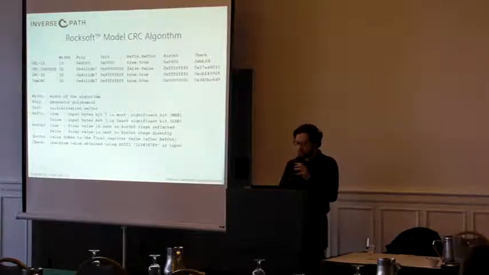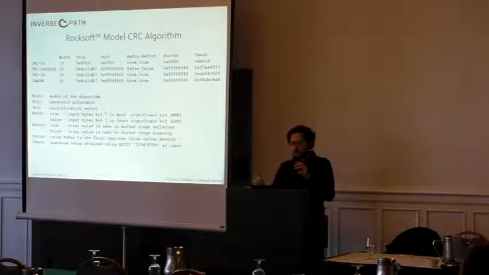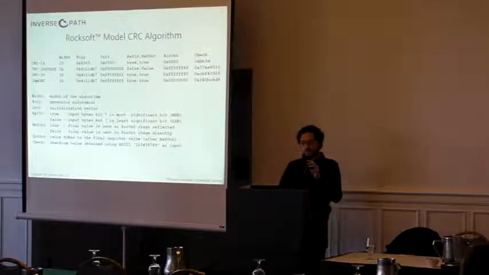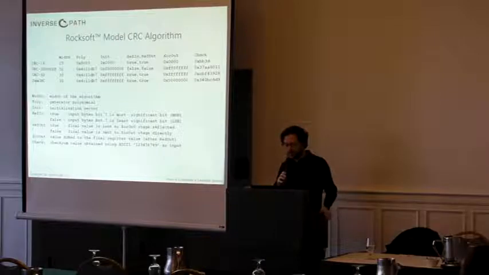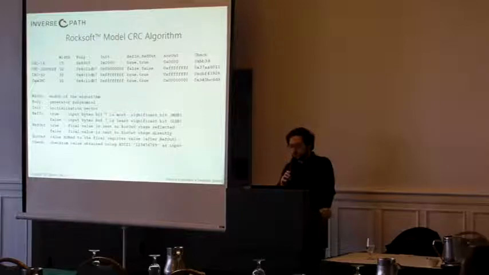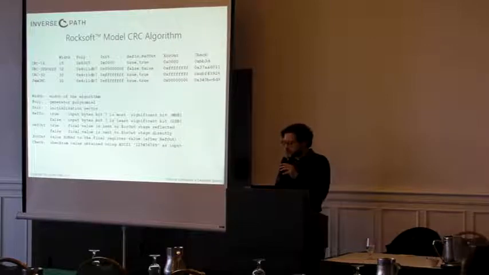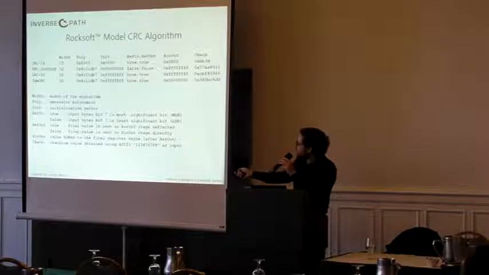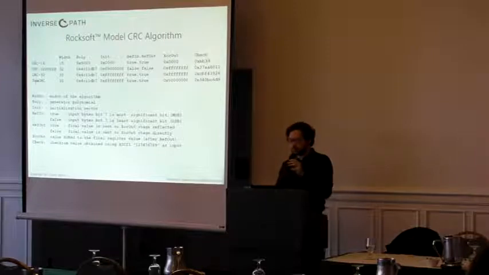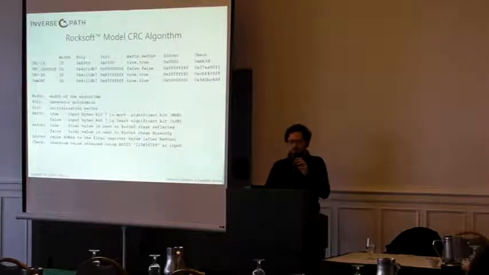So you have the width of the value, you have the polynomial, then you have an initialization value. You have parameters which tell you how the bits should be handled, and you have an XOR out value that is used on the final register at the end. And when you have a specification of the Rocksoft model, you always have a check word, which is the checksum value obtained by using 1, 2, 3, 4, 5, 6, 7, 8, 9 as an input, and this is the value that you can check to see if the algorithm is matching what you have.